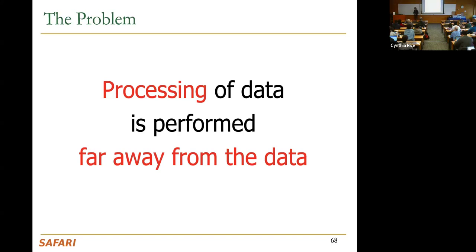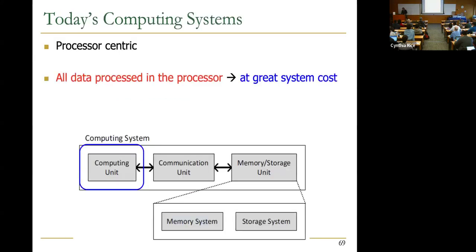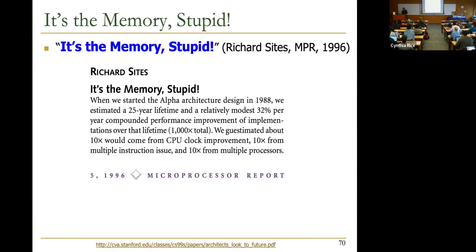Basically, processing of data is performed far away from data. We're very processor-centric. All data is processed in the processor. And when I think of the processor, it's not just a general-purpose processor. It could be an FPGA, GPU, accelerator, whatever logic, essentially. And this happens at great system cost. And we know about this. Clearly, people have written articles.